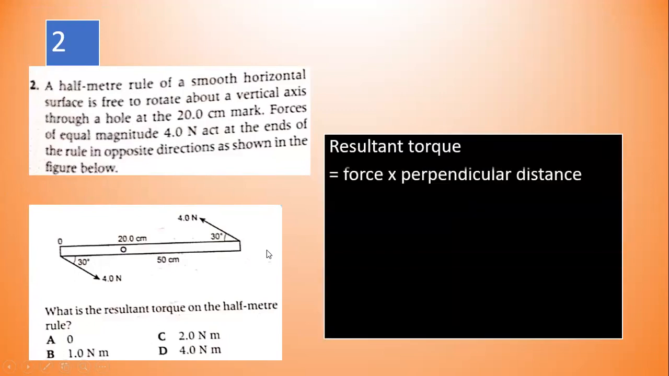Remember, we want force times perpendicular distance. Take one force times perpendicular distance. So take one force, 4 times sine, the perpendicular force component, the vertical component, 4 sine 30 times the length. Change it to meter, this 1.0. Answer is B.